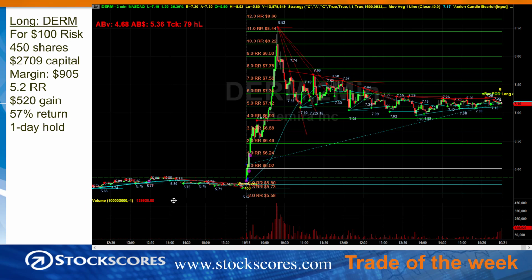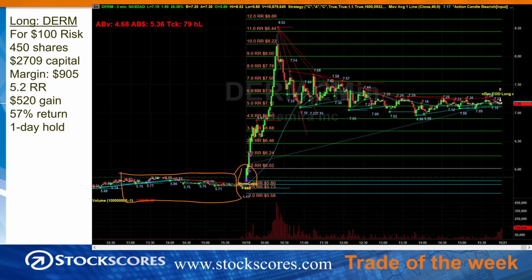So the day trade of the week was a long trade on DERM, and the signal here was the action candle to start the day. You can see my little pink dot. That broke the stock out of this trading range. Basically, nobody cared about the stock, very low volatility, and then it comes alive.